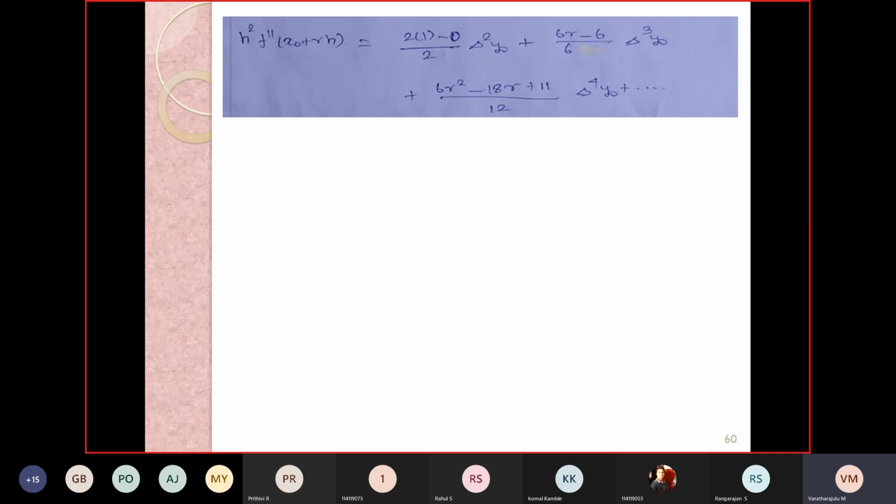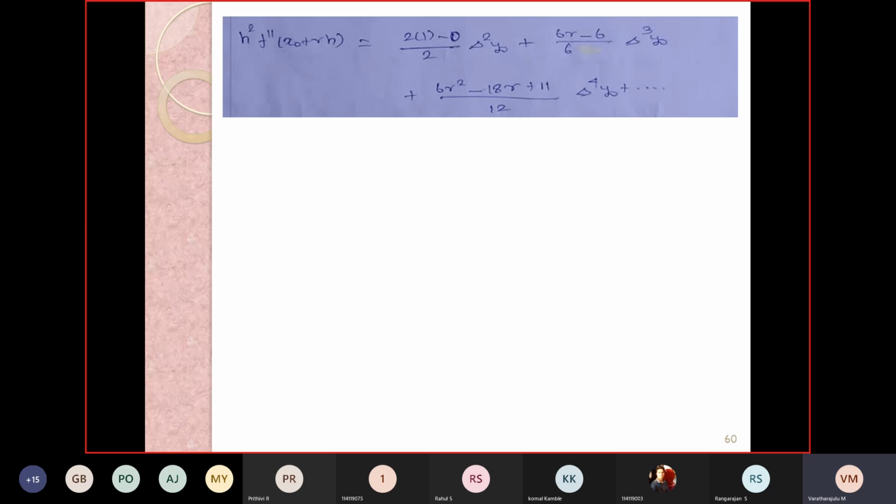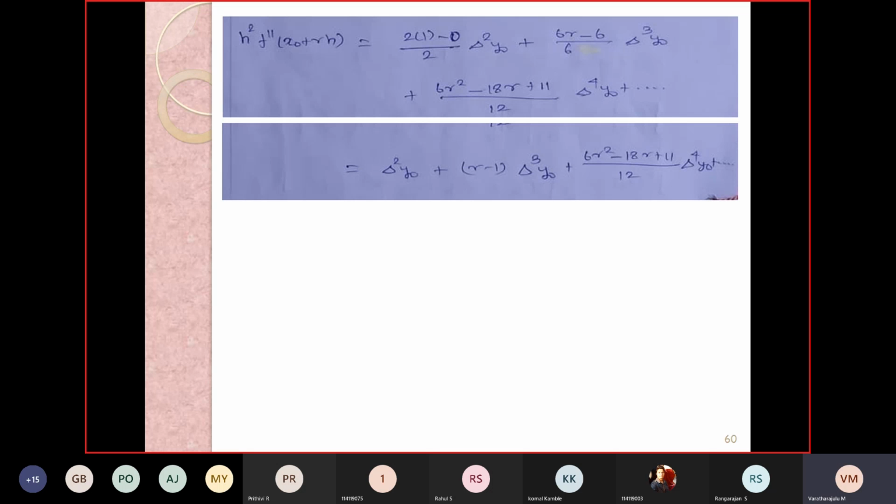And this is the second derivative, h square into f double dash of x naught plus rh is equal to, here see, 2r minus 1 divided by 2, 3r square minus 6r plus 2, 2r cube minus 9r square plus 11r minus 3. Therefore, 2 into r becomes 1 divided by 2 into the second difference of y naught, (6r minus 6) divided by 6 into the third difference of y naught. Similarly, 6r square minus 18r. And by doing the simple calculation, we will get the second difference of y naught plus (r minus 1) into the third difference of y naught plus (6r square minus 18r plus 11) divided by 12 into the fourth difference of y naught.